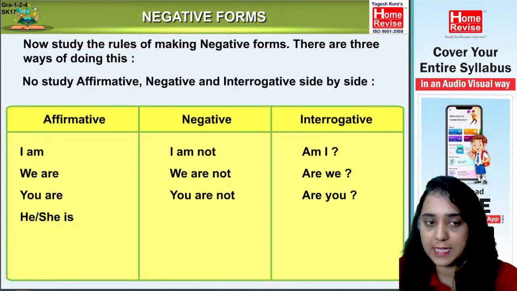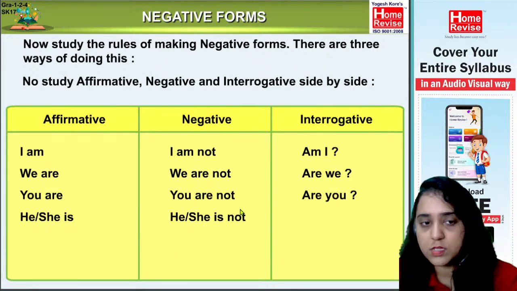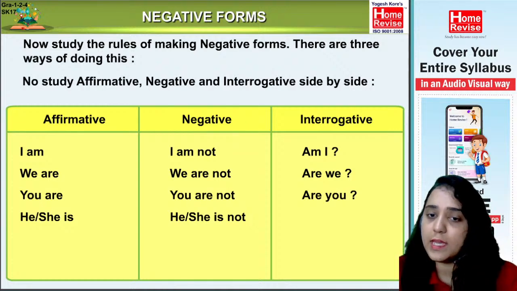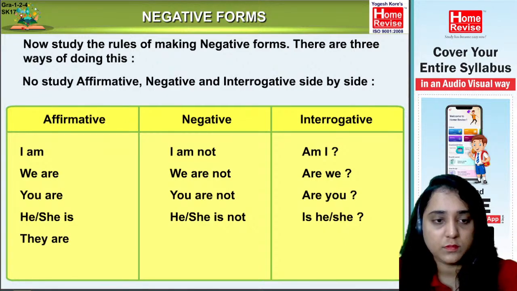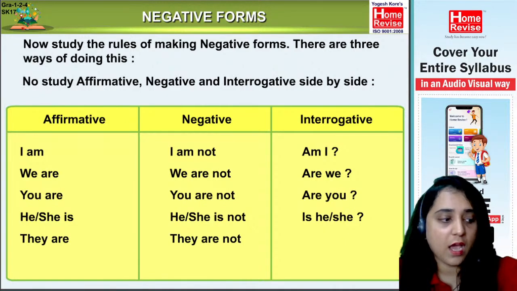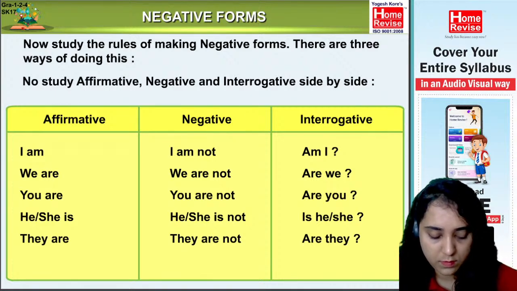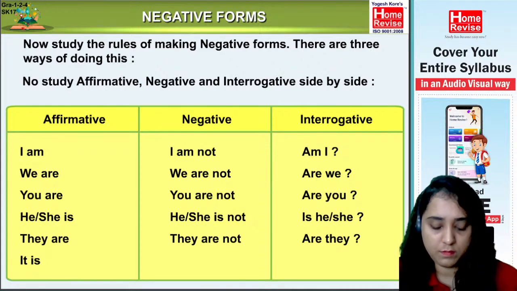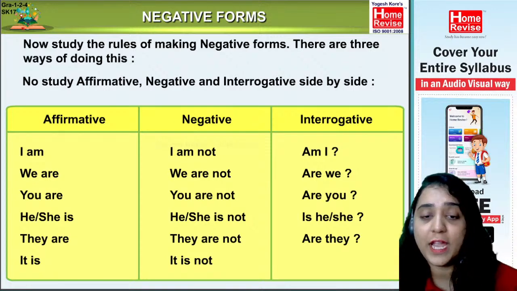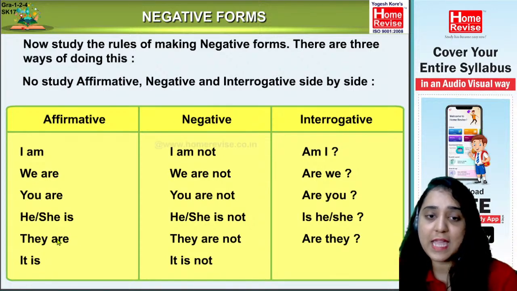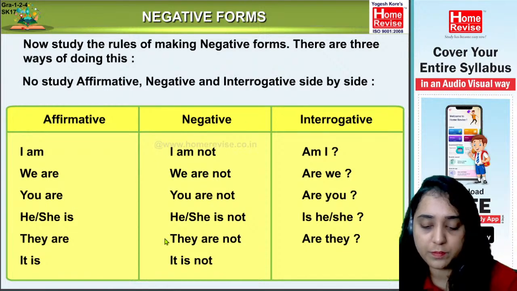He or she is. When I convert into negative, it will be he or she is not. Interrogative, is he or she? Okay. Affirmative, they are. Negative, they are not. Interrogative, are they? Affirmative, it is. Negative, it is not. And I want the answer for the interrogative one.